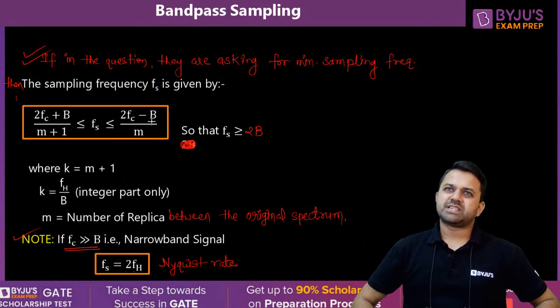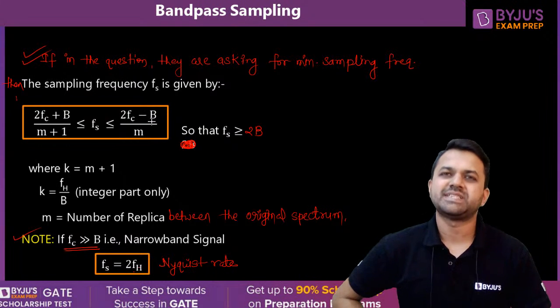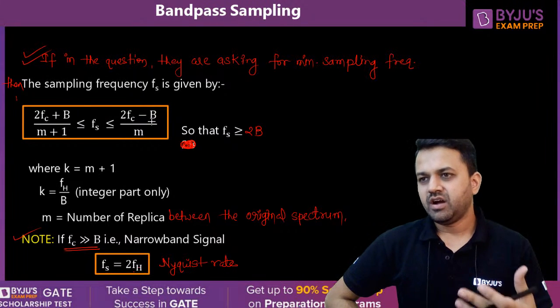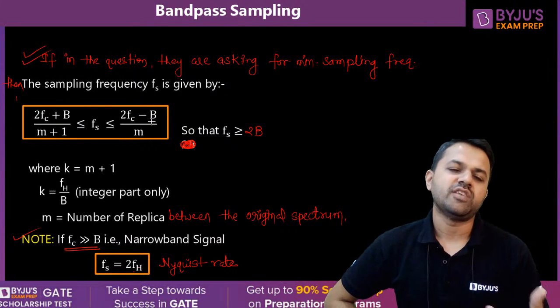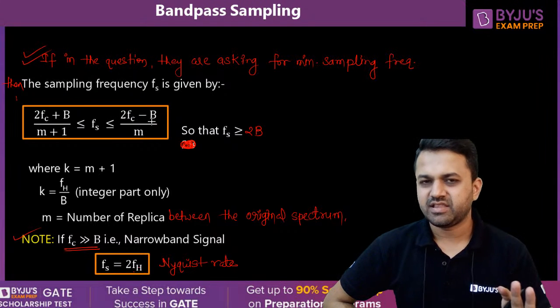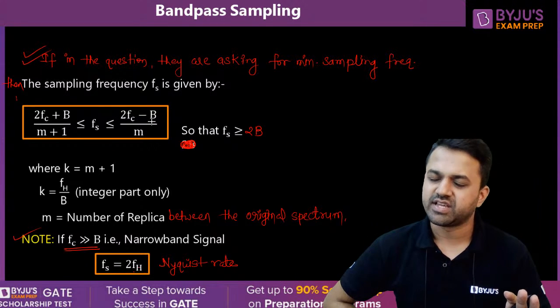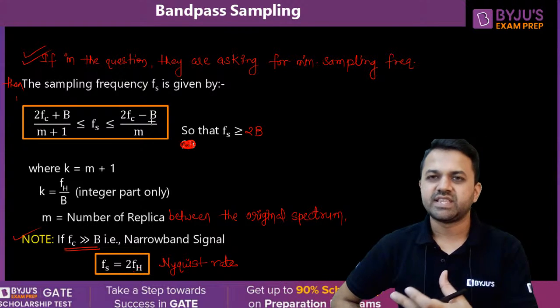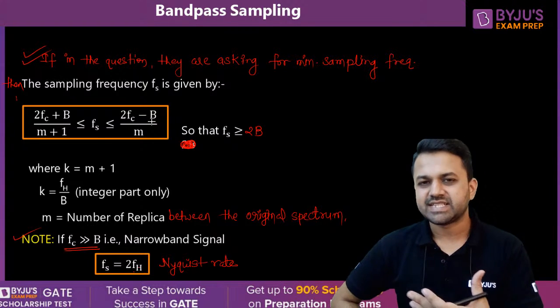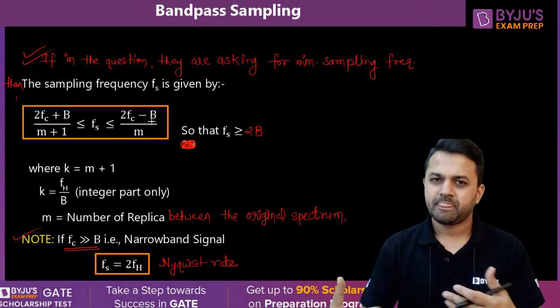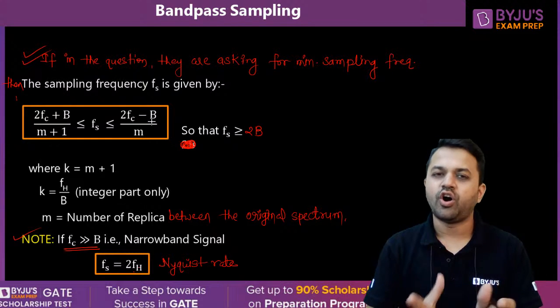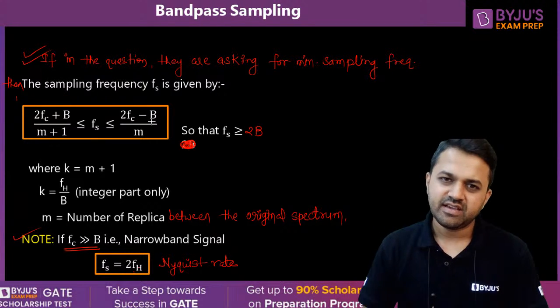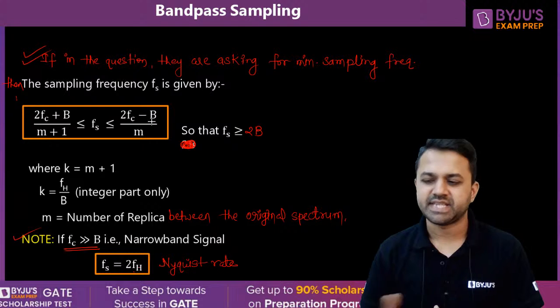It is not that much of a critical value. The order should not be the same. That means if all are in kilohertz, then you cannot say that fc is very much greater than b. If fc is in megahertz and the bandwidth is in kilohertz, then we can say that fc is very much greater than b. So the order of fc and the bandwidth should not be the same.